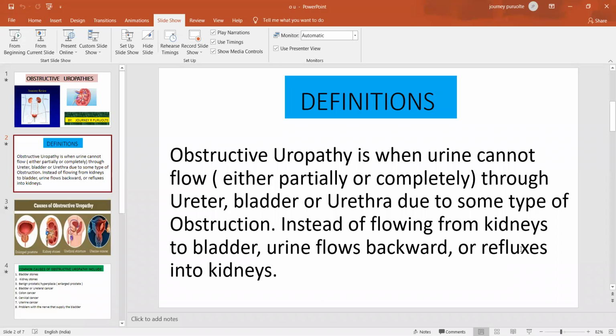So instead of the urine flowing from the kidney to the bladder, the urine will flow backward, or reflux, into the kidney. Instead of flowing from kidney to bladder, it will flow backward. There will be a reflux into the kidney. So that was all about the definitions that we could find in obstructive uropathies.